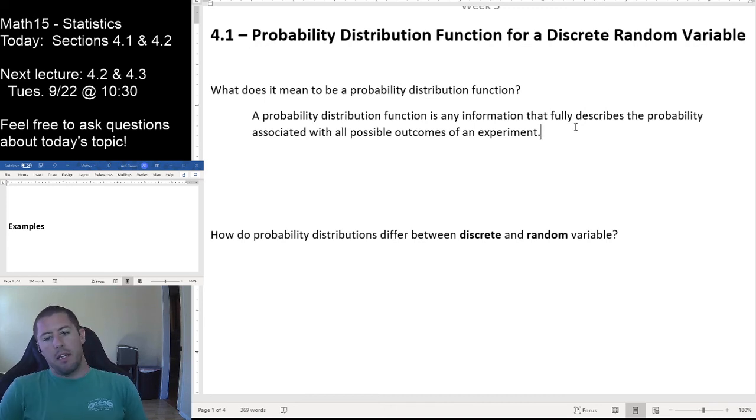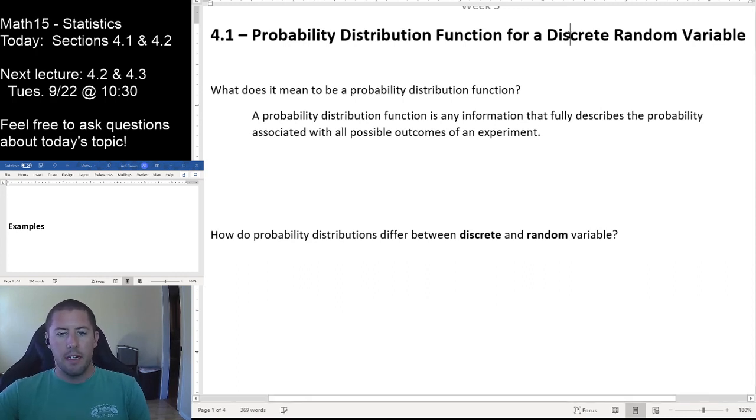Some of the important things to realize here is that this thing needs to discuss everything that can happen. If we are a probability distribution function, then it matters that we represent all 100% of all possible outcomes. We want to list all of the outcomes, and we want to say exactly what the probability of experiencing that outcome is going to be.